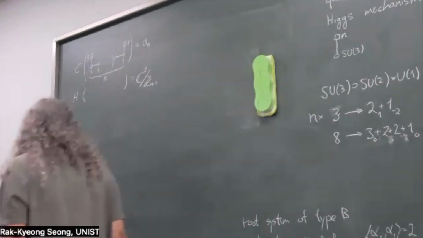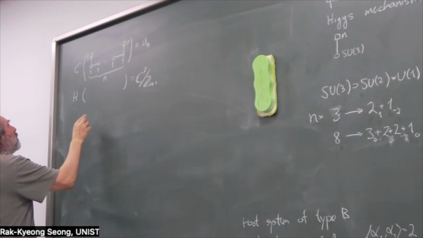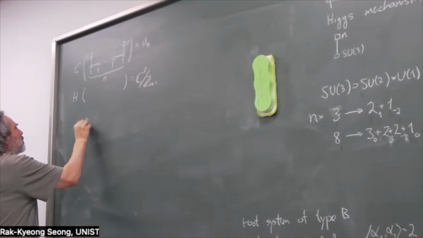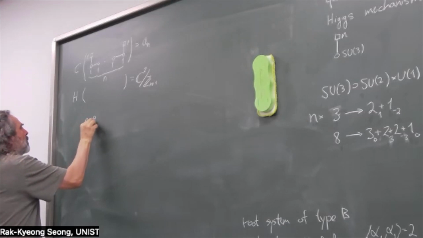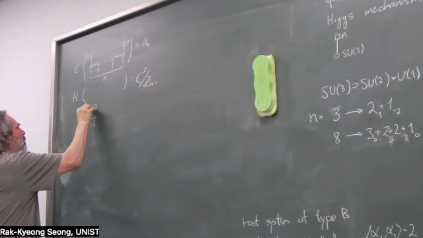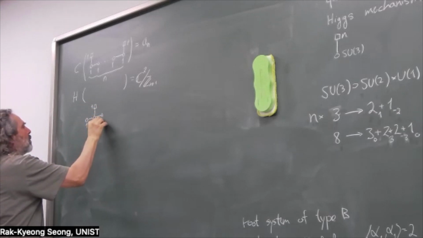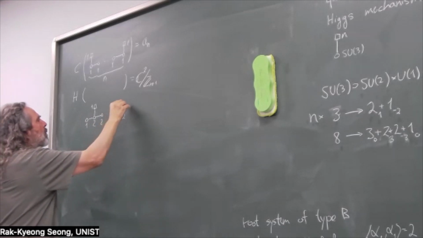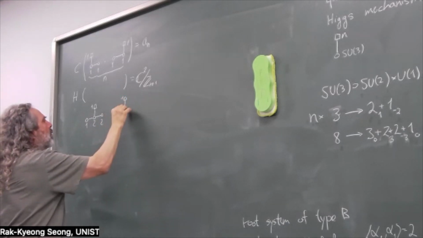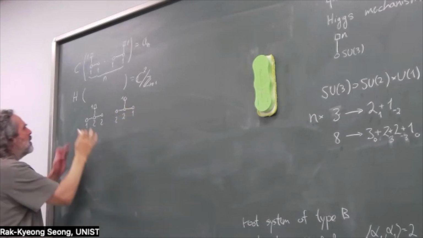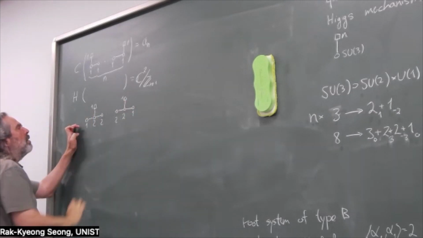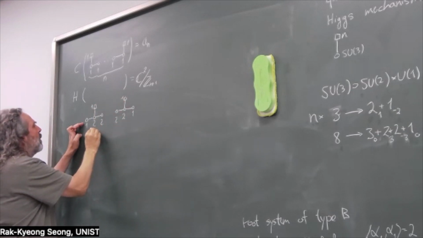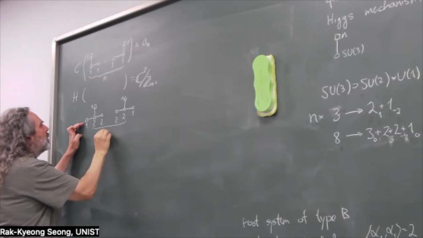A second quiver is the quiver of D type, which is going to be the following. This is the Dynkin diagram for D. The total number of nodes is n, so the number of gauge nodes is n minus 3.